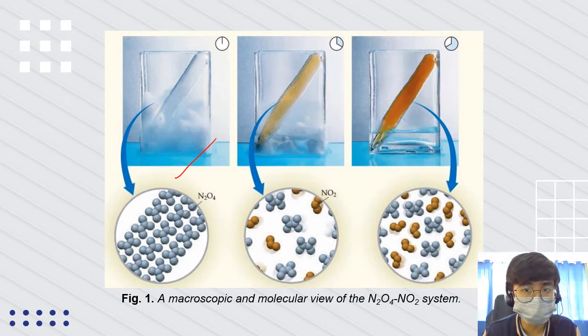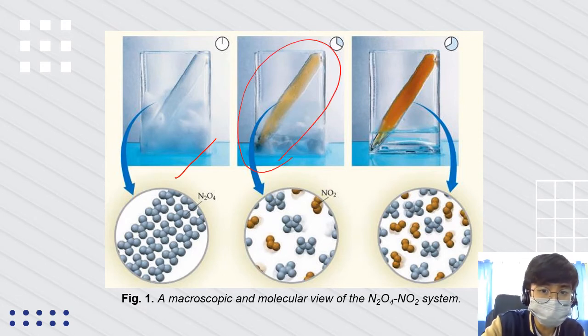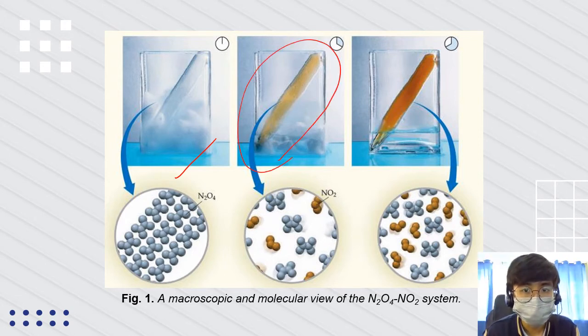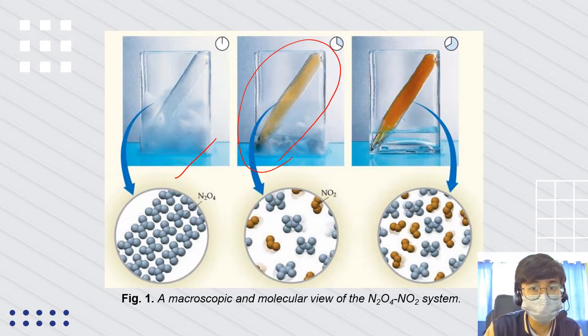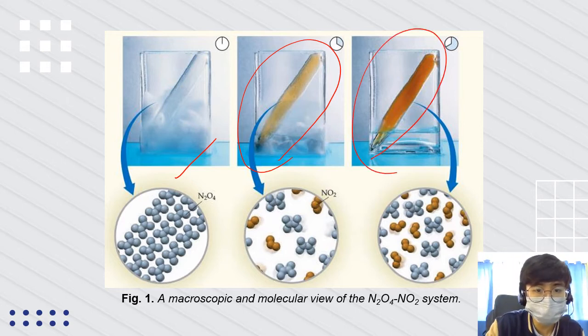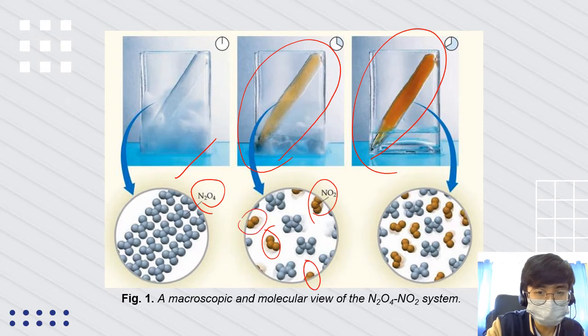The sample is inside a sealed tube resting in a beaker. When this particular substance is warmed, it vaporizes and turns pale brown, as you can see here in this middle image. The pale brown color slowly darkens, but after a few moments, the color stops changing. As you can see, from N2O4, NO2 molecules are produced.